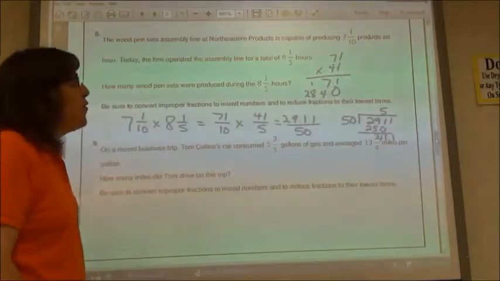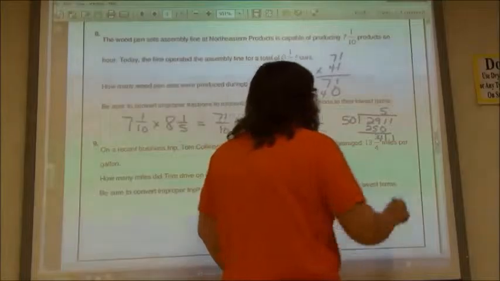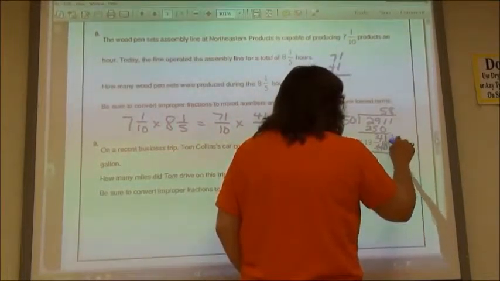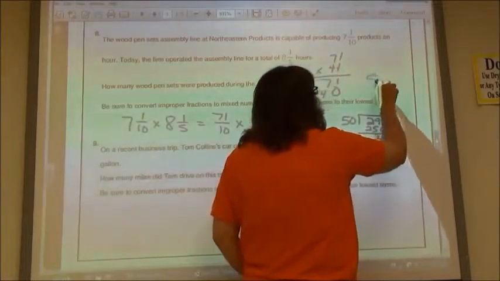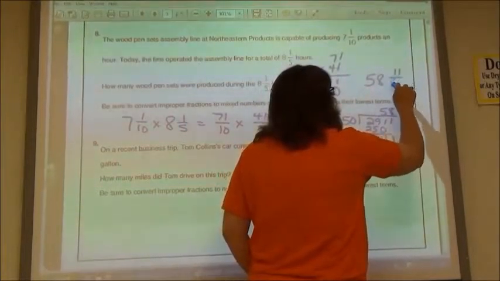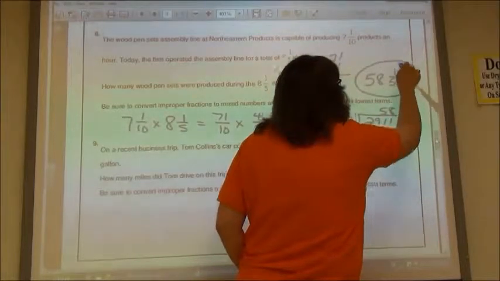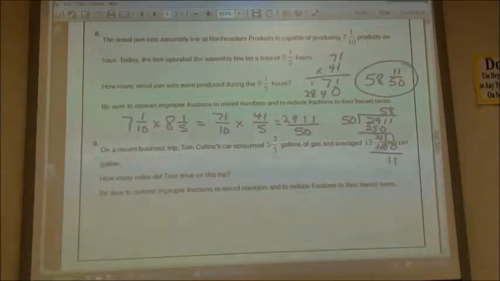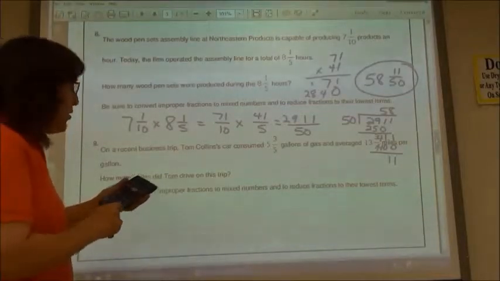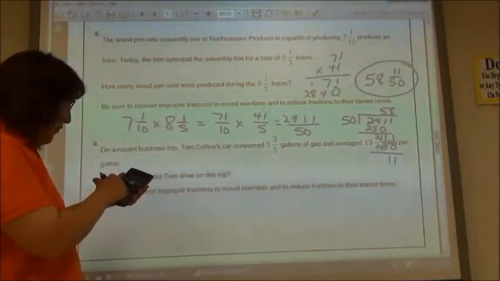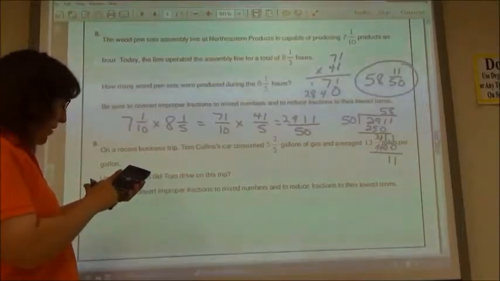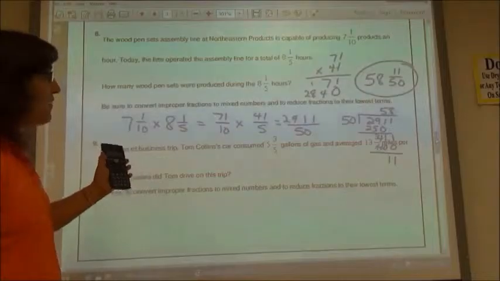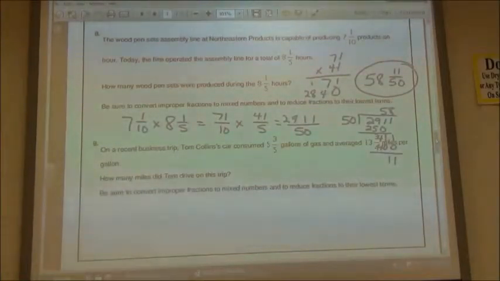So 50 into 411 would be 8 times 5 is 40, so 400, and I got 11 left over, so 58 and 11/50 is what I end up with. We said it should be about 56 when we estimated. Well, that's pretty close. We'll double check it with the calculator. 7 fraction 1 fraction tenth times 8 fraction 1 fraction fifth gives me 58 and 11/50ths, which is what we got.